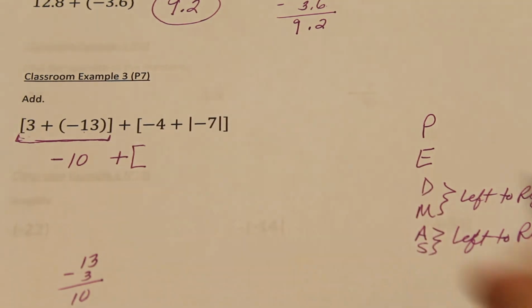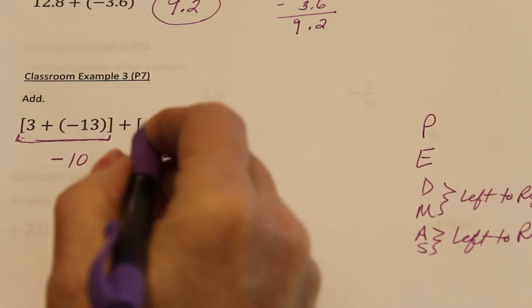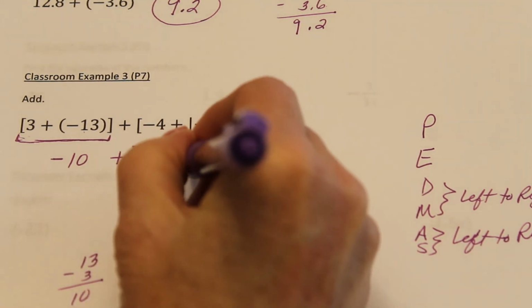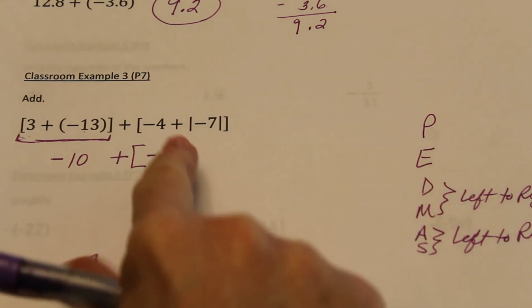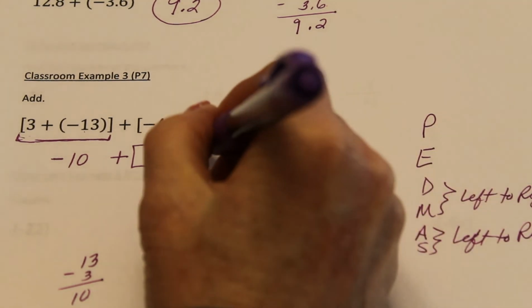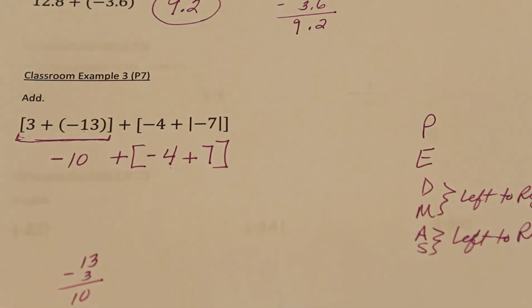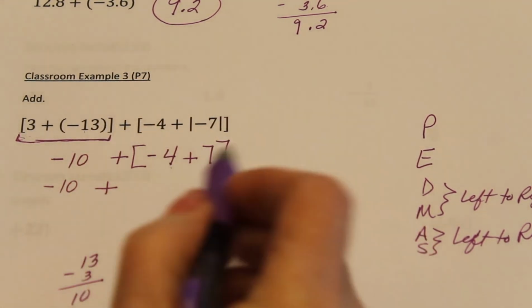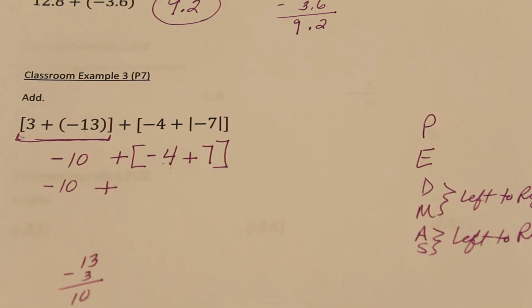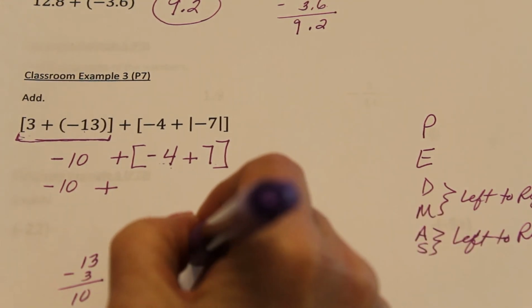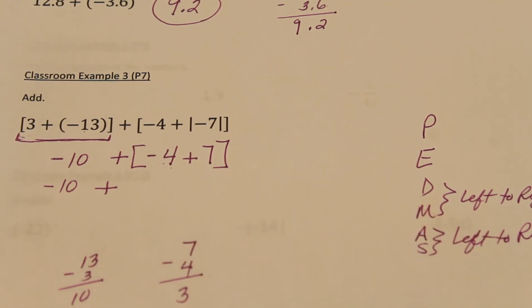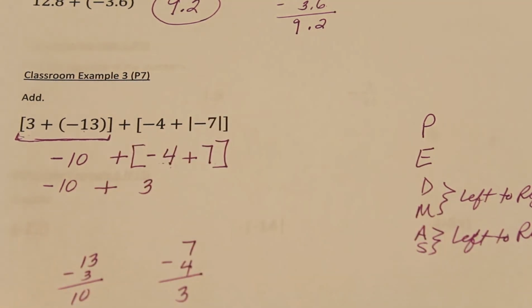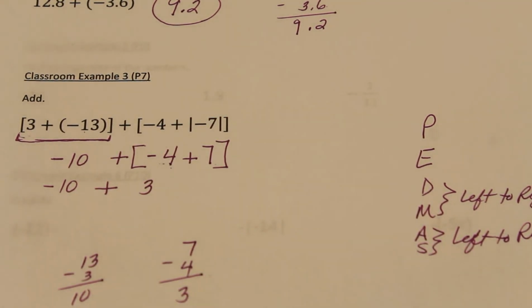all right, I want to do this absolute value first. Negative 4, bring down the negative, bring down the 4, bring down the plus. And what is the absolute value of negative 7? The absolute value of negative 7 is positive 7. Bring down the negative 10. Bring down the plus. All right, negative 4 and positive 7, opposite signs. Opposite signs you subtract and keep the sign of the greater. So negative 4 plus 7 is going to be a positive 3.